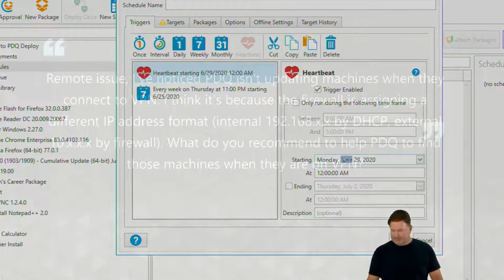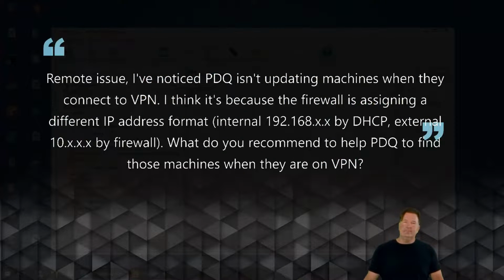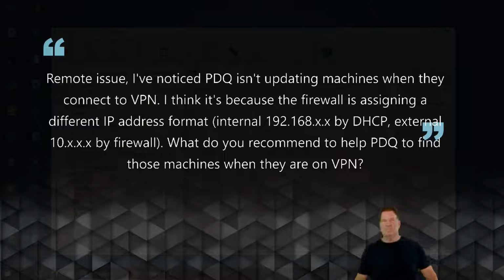There you go. Hey guys, remote issue. I've noticed PDQ isn't updating machines when they connect to VPN. I think it's because the firewall is assigning a different IP address format: internal 192.168.xx by DHCP, external 10.xxx by firewall. What do you recommend to help PDQ find those machines when they are on VPN?